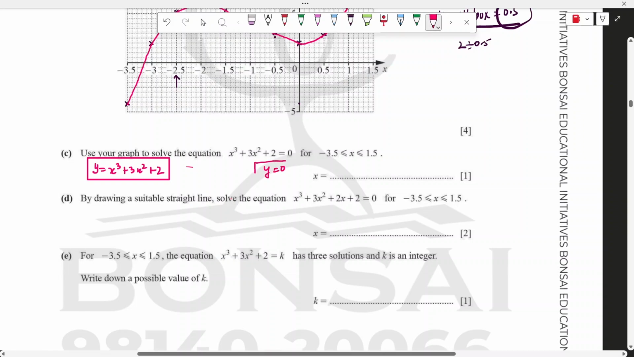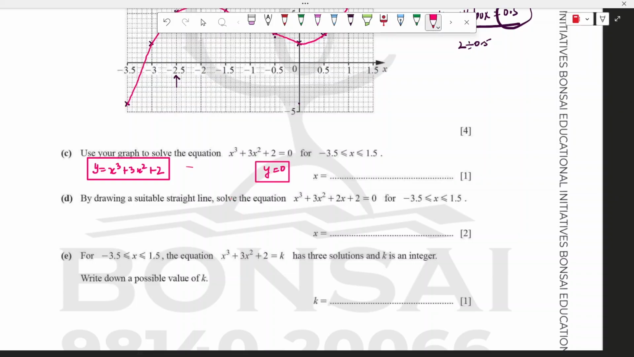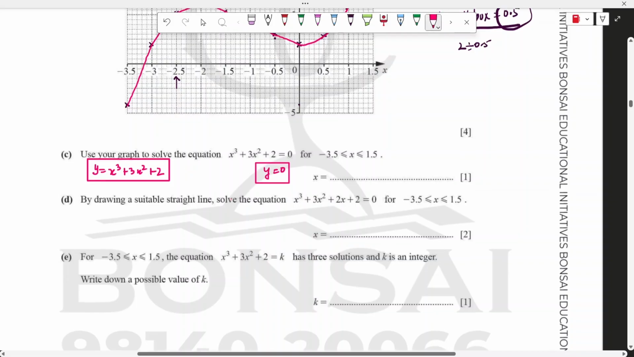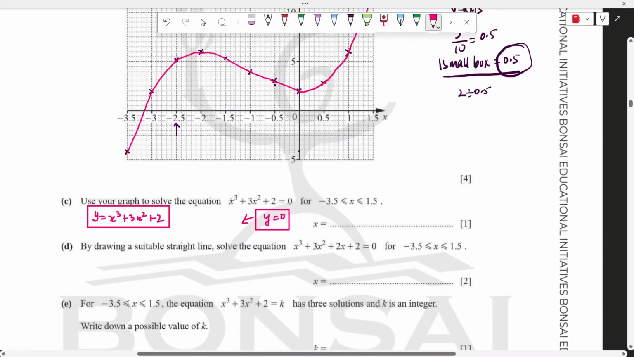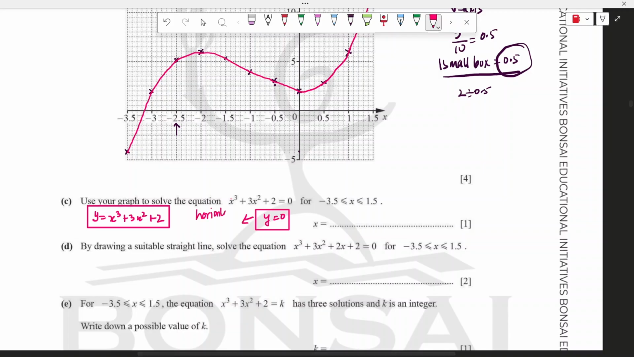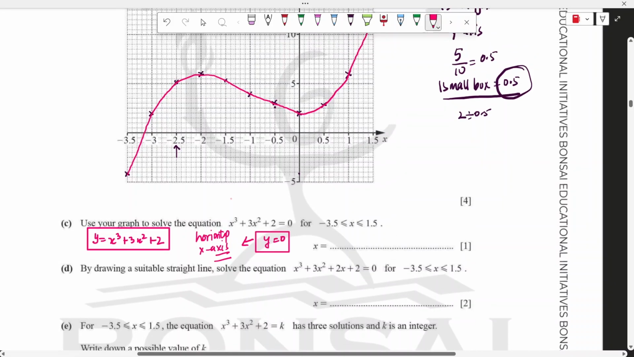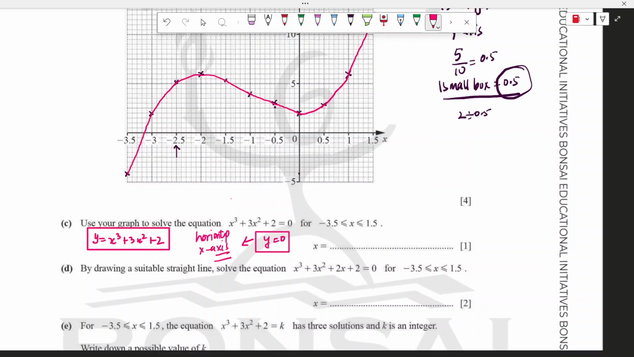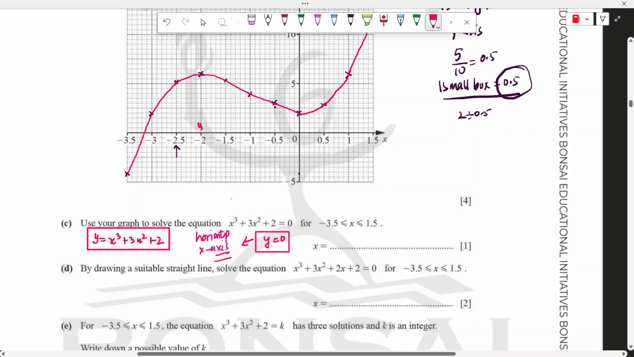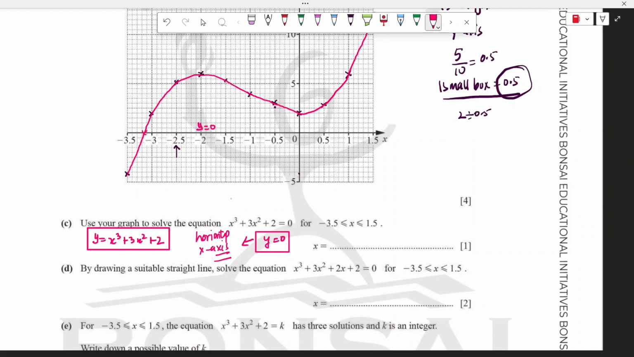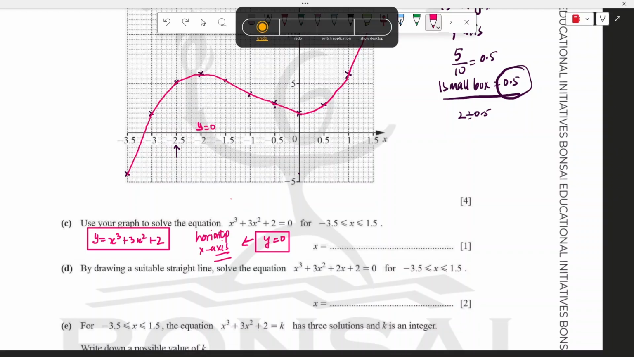So we have to go to the graph and find out where y equals 0 cuts the graph of the given function. y equals 0 means it is a horizontal line, itself the equation of the x-axis. If you see carefully, we have not been asked to draw y equals 0, hence we are not going to draw it. We have to solve the equation. The x-axis here is the equation of y equals 0 itself. It is intersecting the graph here. So hence we need to find the x value here.